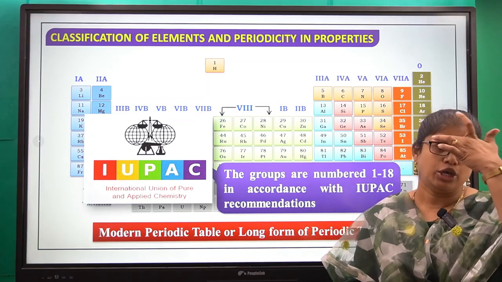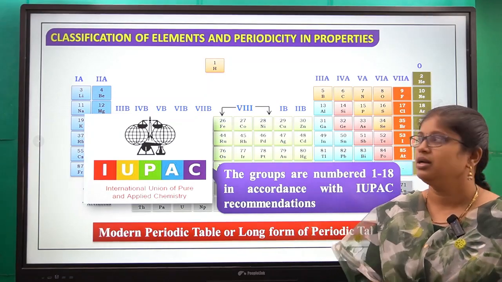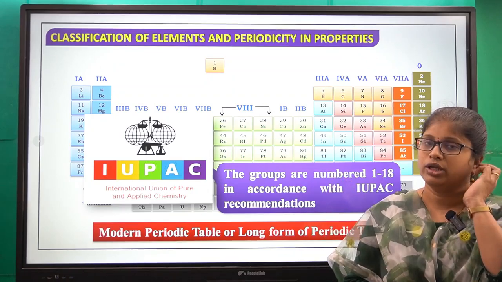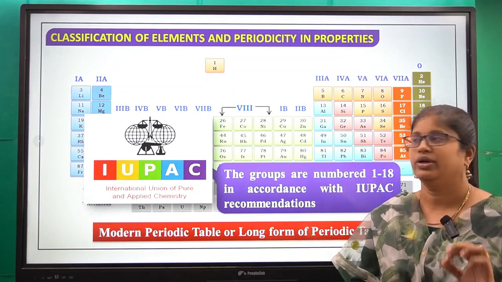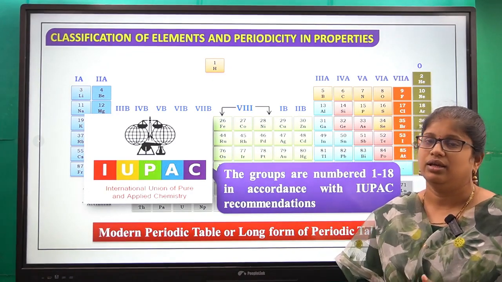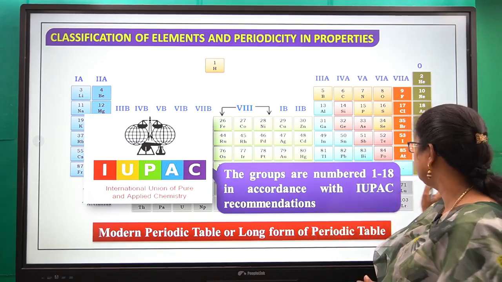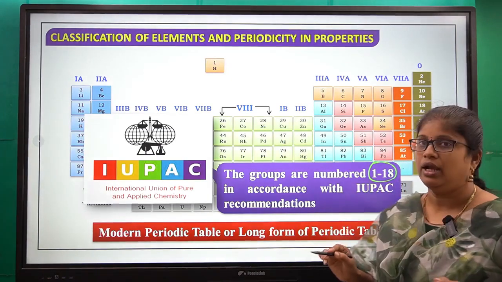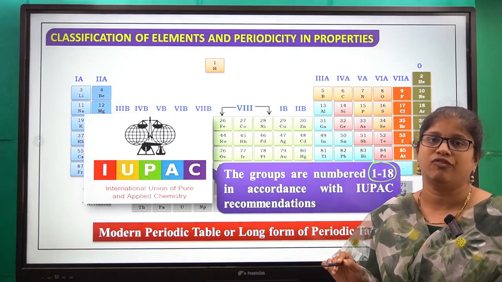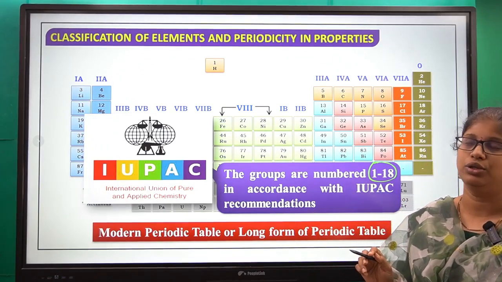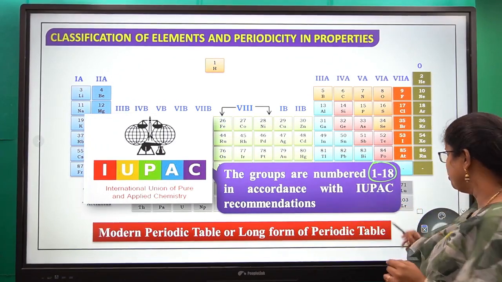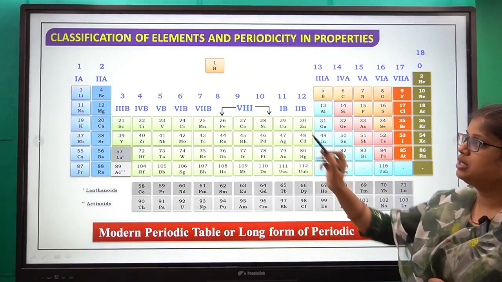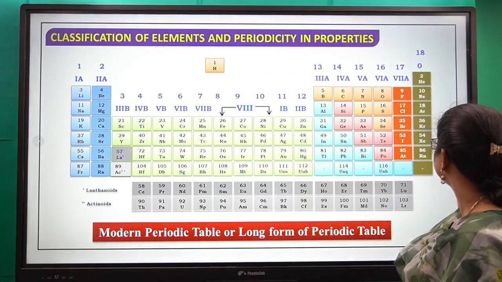IUPAC suggested that it is not possible to remember every time. That's why, to simplify this, they simply gave numbers from 1 to 18. Okay, so 1 to 18. Now there is no need to write a Roman numeral or the alphabet. Simply give the numbers 1 to 18 to the groups continuously. Okay, see like this. So 1, 2.